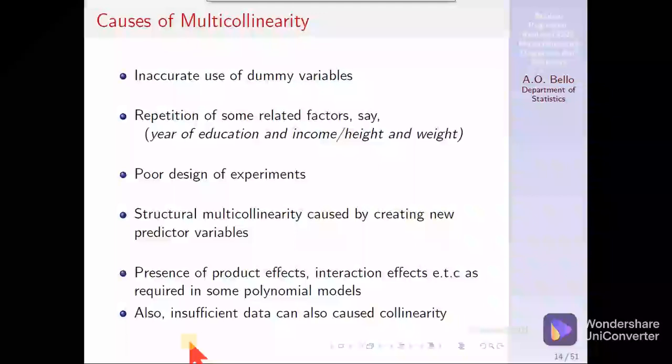So let's continue. What are the causes of multicollinearity? Inaccurate use of dummy variables can lead to multicollinearity.